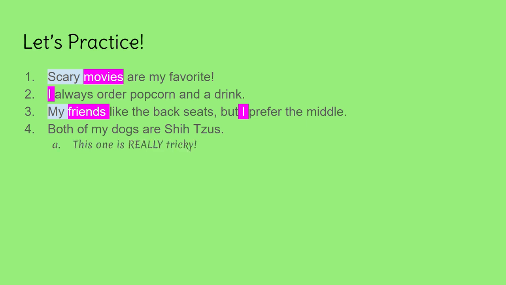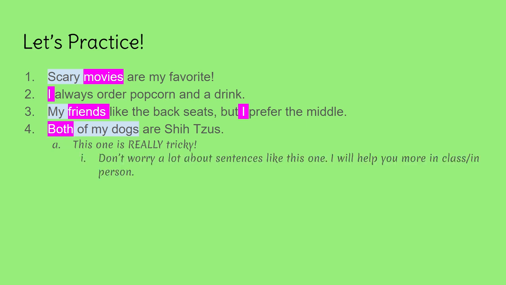Both of my dogs are Shih Tzus. Who or what are we talking about? We're talking about both of my dogs. And most of my students are going to tell me that dogs is going to be my simple subject, but it's not, because dogs are Shih Tzus. Well, Shih Tzus are dogs, but not all dogs are Shih Tzus. We are technically talking about both. Both are Shih Tzus. So you don't have to worry too much about sentences like this, because when we get into class and I can see you in person, we will go over this more in depth.